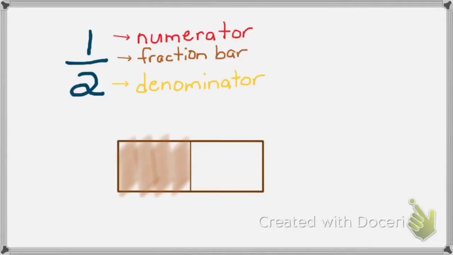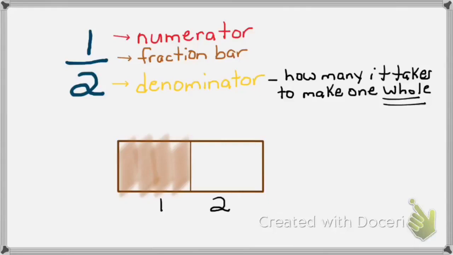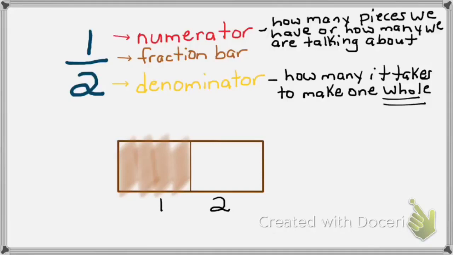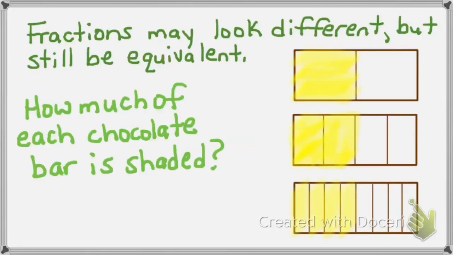I've shaded in what I have. I have 1 of the 2 pieces that it takes to make the whole Hershey bar. 2 pieces to make a whole bar, and I have 1 of them. So again, my denominator always tells me how many pieces it takes to make 1 whole bar, and my numerator tells me how many pieces we have or how many pieces we're talking about. Fractions may look different but still be equivalent. Equivalent means that they're equal to each other.